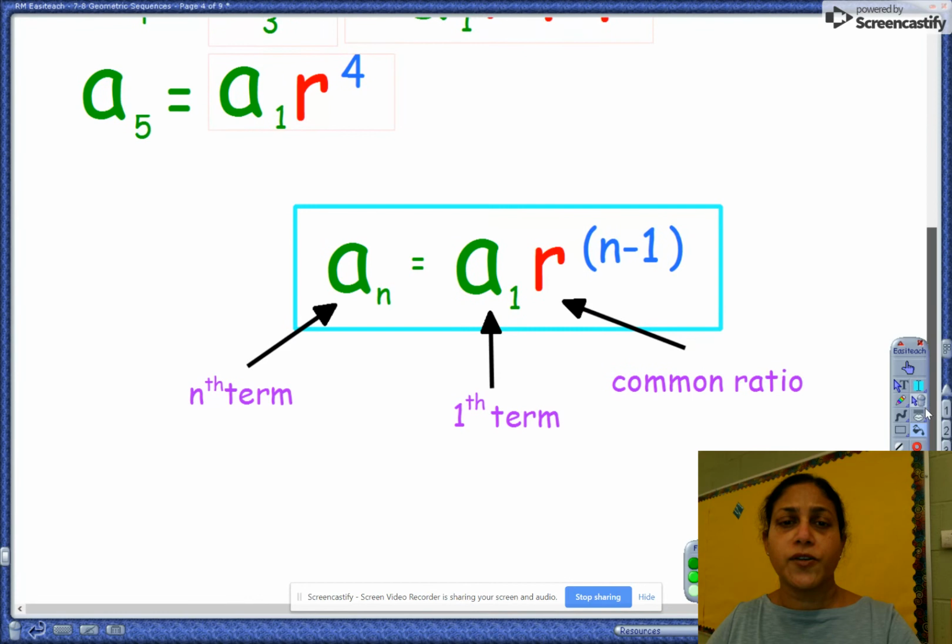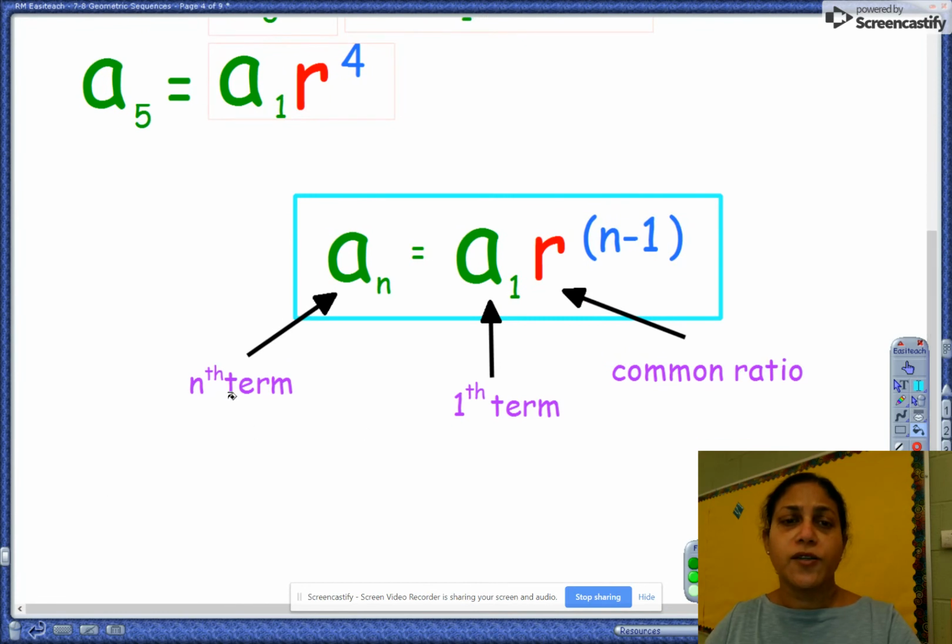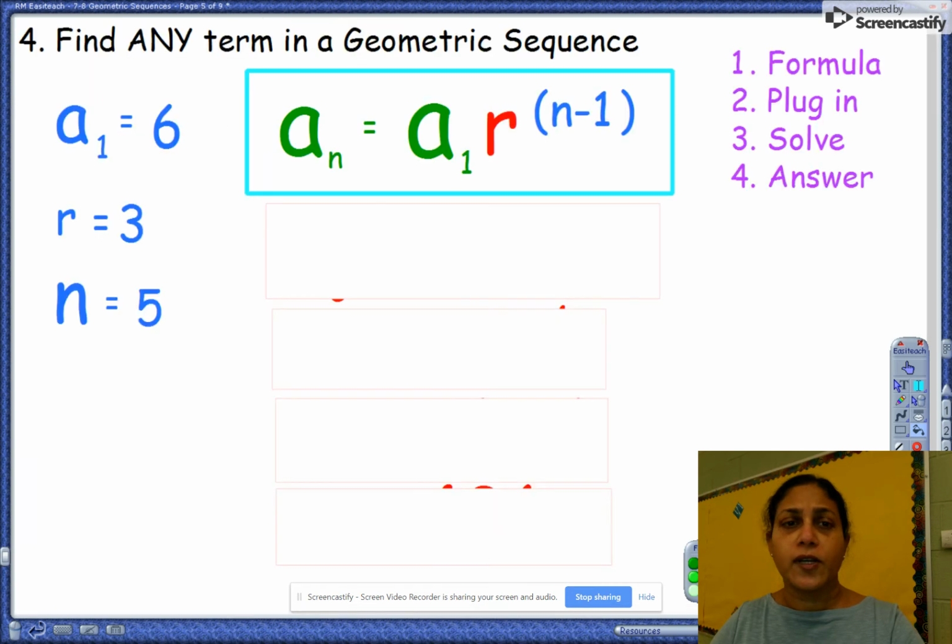So this is your geometric sequence formula. To get the nth term, we take the first term multiplied by r to the power of n minus 1. So let's do some math. Let's find any term in a geometric sequence. Remember that if you are using a formula, you must write the formula and then plug in and then solve and give the final answer.